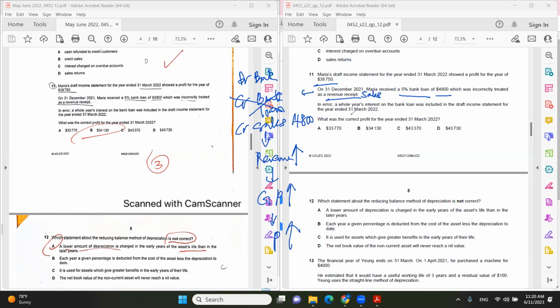Next, in error, a whole year's interest on the bank loan was included in the drafted income statement for the year. That means they are talking about this one. What was the correct profit for the year ended 31st? When I reverse my profit of 38,750, I have to minus 4,008 because this is not supposed to be in. But don't forget this 5%. How do we calculate 5%? We take 4,008 times 5%. So this is the expense. Calculate first.